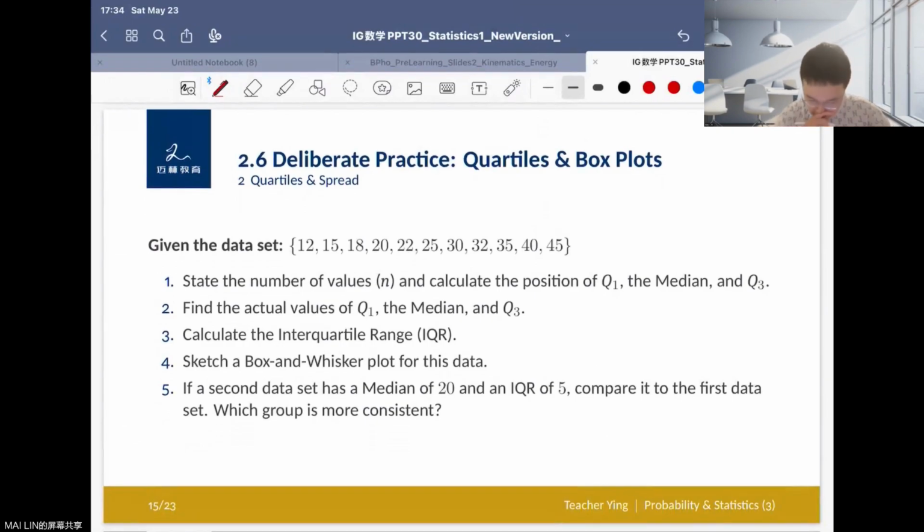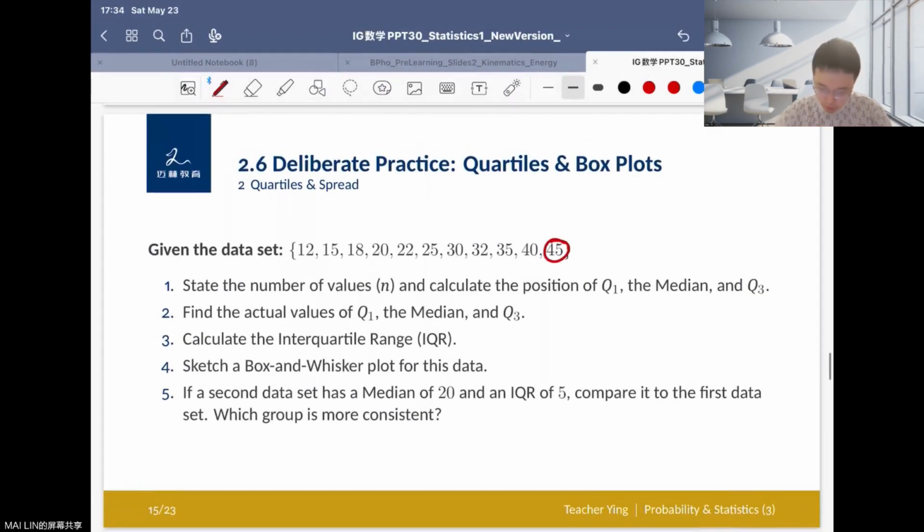So first is 12, 15, 18, 20, 22 up to 45. First, state the number of values n and calculate the position of Q1, the median, and Q3. So we can say here, n is the number of values. So 12, 15, 18, 20, 22, we have already five values, then 6, 7, 8, 9, 10, and 11. So we can say here n equals 11, right?